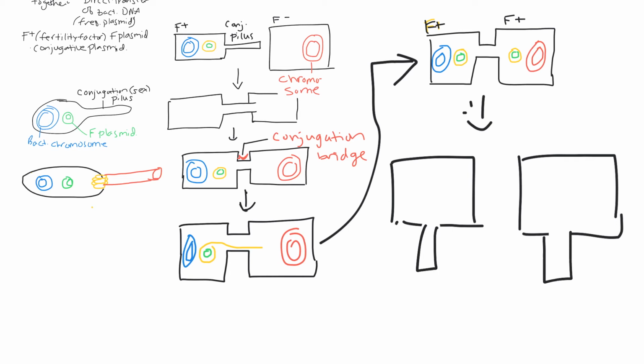And just by those proteins, because now they both have the F plasmid, or a conjugative plasmid, but we call it the F plasmid. Okay, because now we have two F plus cells. So that's one way conjugation can occur.